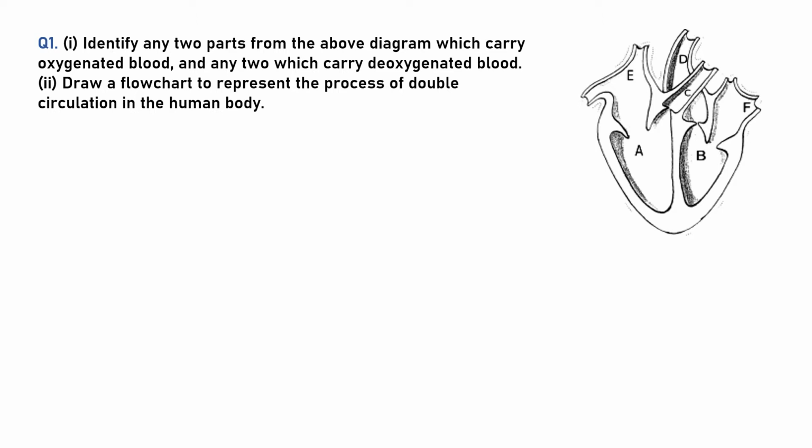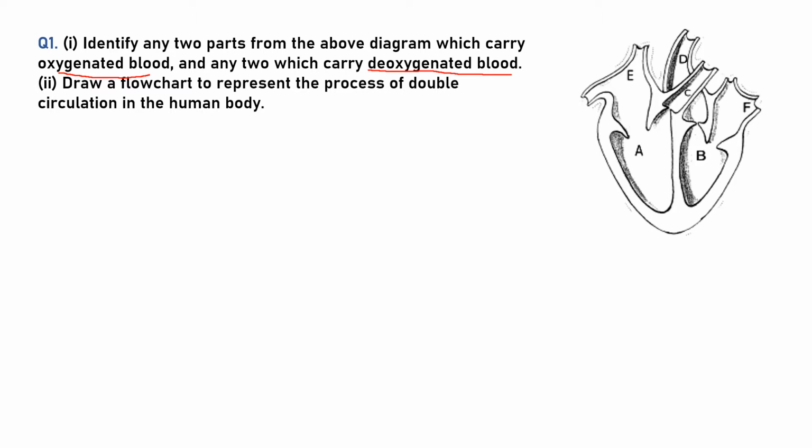Identify any two parts from the above diagram which carry oxygenated blood, and any two which carry deoxygenated blood. And then draw a flow chart to represent the process of double circulation in the human body. So let's do the first part of the question.